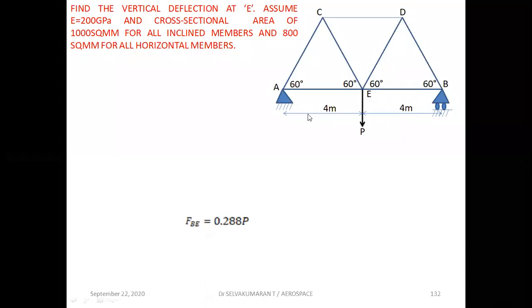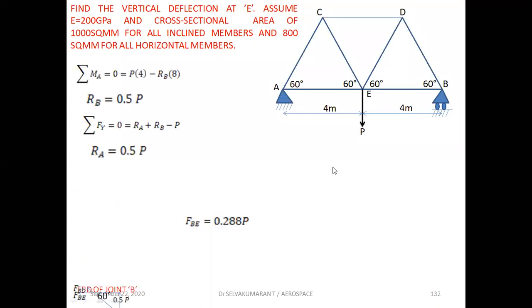Last class, we have seen this problem and we have learned how to find the deflection at E where the point load is acting, according to Castigliano's theorem 1. We have calculated the strain energy stored in each and every member. We have summed it up and differentiated partially with respect to the load applied at E to obtain the vertical downward deflection at E. This we have seen in the last class.